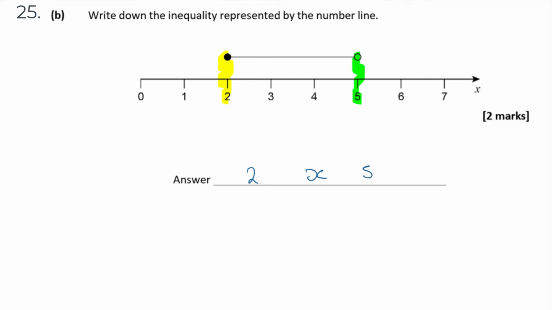Now we need to work out exactly what symbols we need to have between those letters. Now notice that the circle is filled in above 2. That means that the x can be equal to 2. That is part of the inequality range.